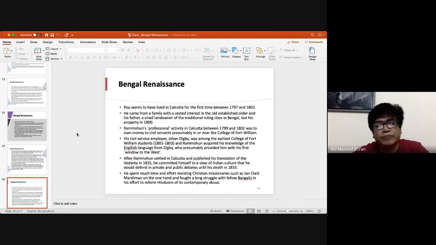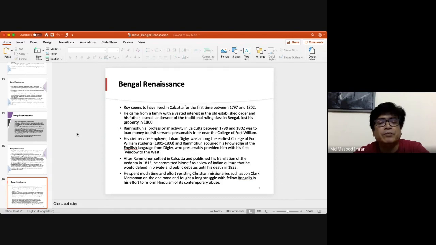And this is the new window opened, a new avenue opened for Ram Mohan Rai at that time. And after Ram Mohan settled in Calcutta and published his translation of the Vedanta in 1815, he committed himself to a view of Indian culture that he would defend in private and public debate until his death in 1833.